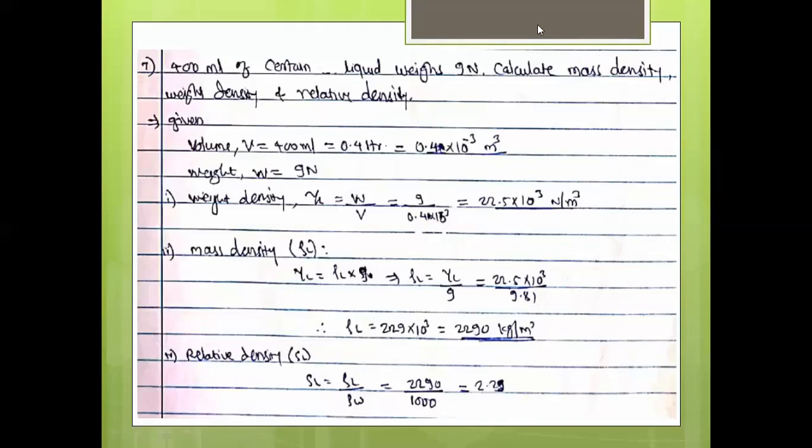Write down the problem. 400 ml of certain liquid weighs 9 Newton. Calculate mass density, weight density, and relative density.